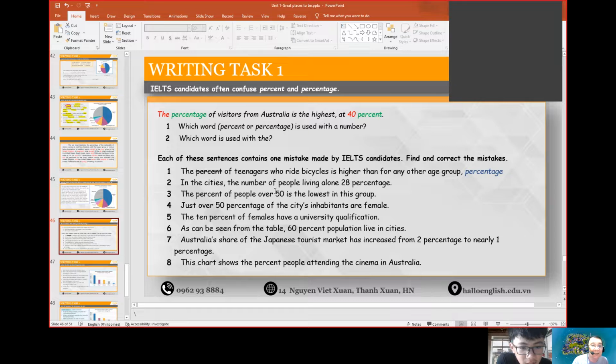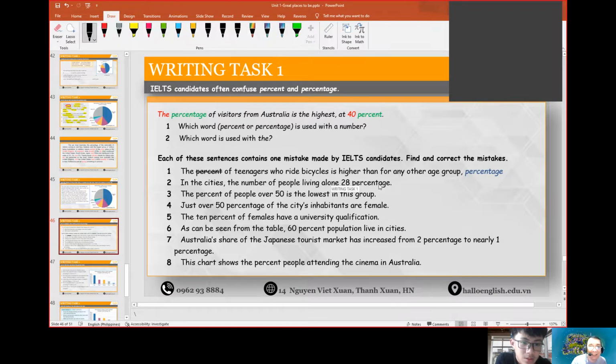In the city, the number of people living along 28%, so we drop percentage and use percent instead. Yes, so we have to omit, just for a while. I have to blacken this one. So that would only be 28%. Next, number three, Koi. The percent of people over 50 is the lowest in this group. Obviously, we need the percentage. Oh, sorry. I don't know how to write using the. Okay.